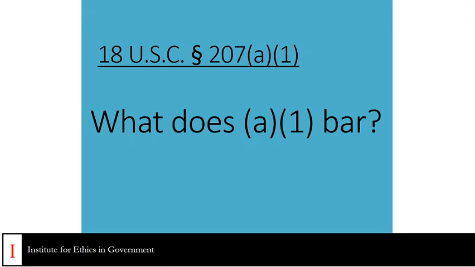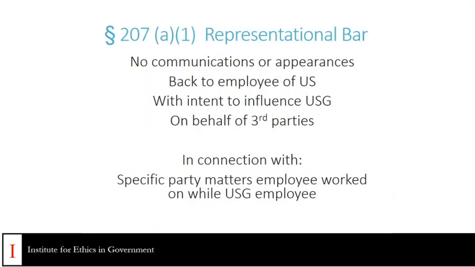What does (a)(1) bar? As we said when introducing the elements, 207(a)(1) is a representational bar, and by representation, 207(a)(1) is prohibiting communications or appearances that are made back to an employee of the United States as that is defined for purposes of (a)(1), and is made with the intent to influence the government, if that is made on behalf of a third party.